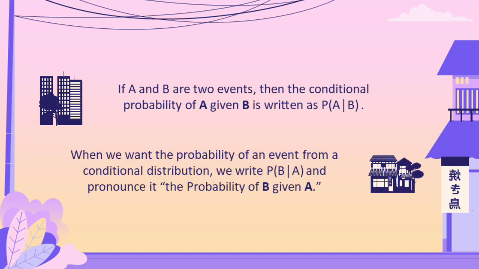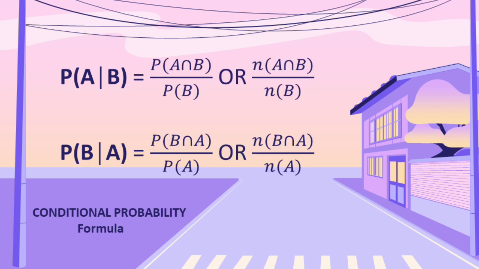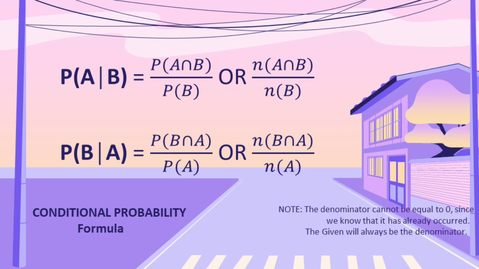When we want the probability of an event from a conditional distribution, we write P of B vertical bar A, and pronounce it the probability of B given A. In this video, I have shown two ways of writing its formula: probability of A given B and probability of B given A. The formula can be read as the probability of the intersection of A and B over the probability of B. Note: the denominator cannot be equal to 0, since we know that it has already occurred. And the given will always be the denominator.